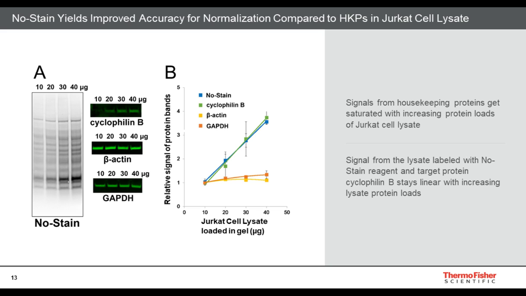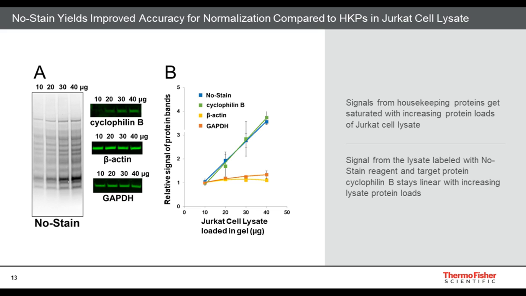Even if you don't look at the plot, just the image itself shows that no-stain has a pretty linear signal, which corresponds to increasing protein loads. But if you look at the housekeeping proteins, beta-actin from 10 to 40, it almost seems there is no difference in protein load. So at 10 microgram, you're almost getting complete saturation. Same thing is true for GAPDH, right? Even at 10 microgram, which is not that high of a lysate load, you are getting complete saturation.